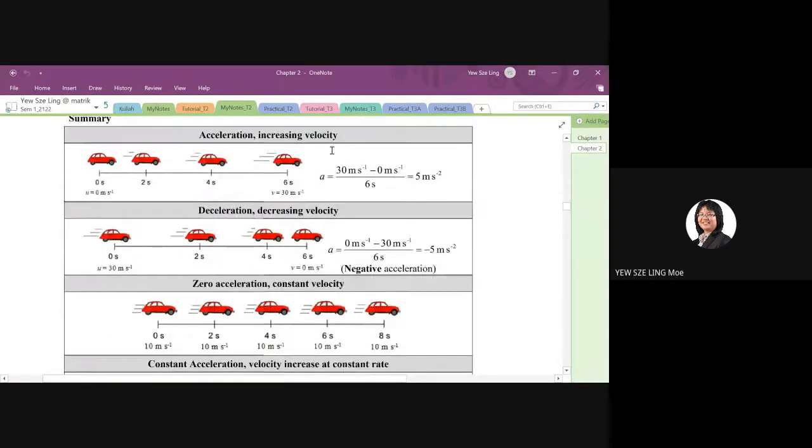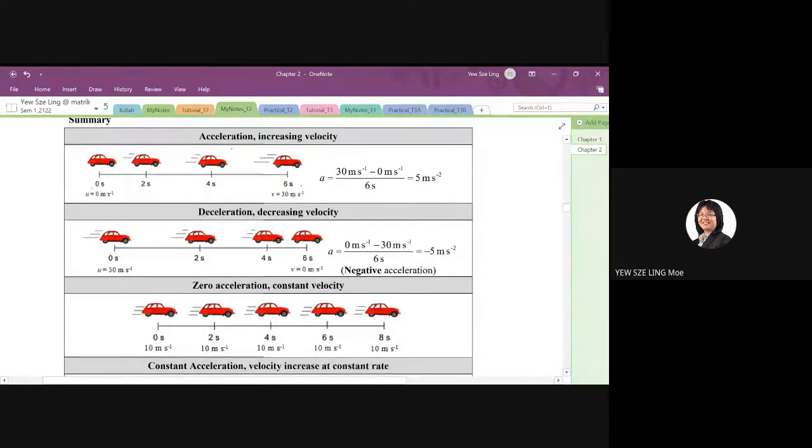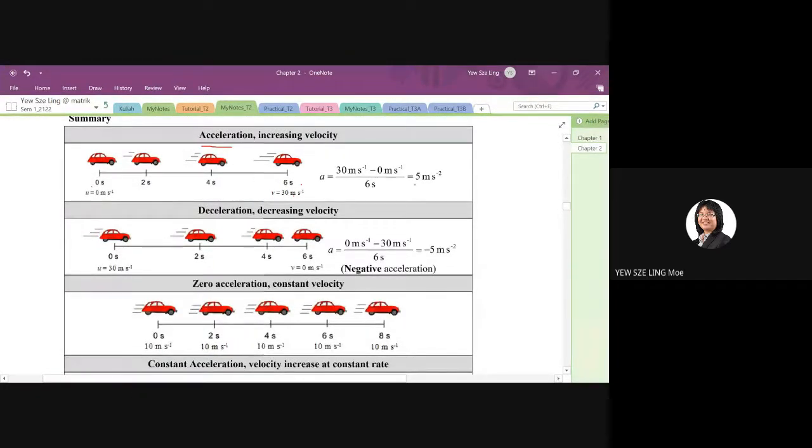So first, increasing velocity. Now, what does it mean by increasing velocity? Increasing velocity means there is a change in velocity between initial and final. So when you want to calculate the accelerations, you're just going to look at the initial and the final. Okay, you don't have to think what happens in between them. It could be increased at a constant rate or increased at a non-constant rate. So in the example given here, from 0 until 6 seconds, the velocity increased by 30 meter per second. So in this case, we say the object accelerates. All right, accelerate means it's getting faster.